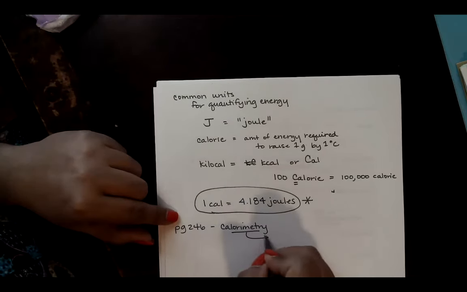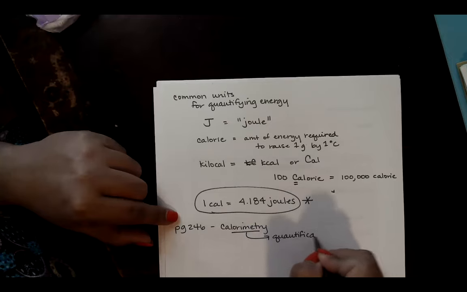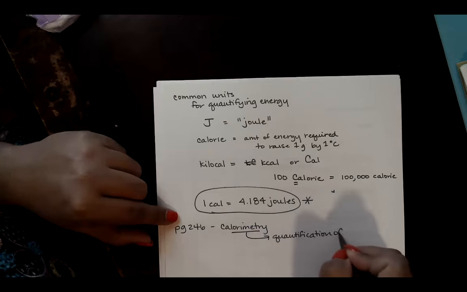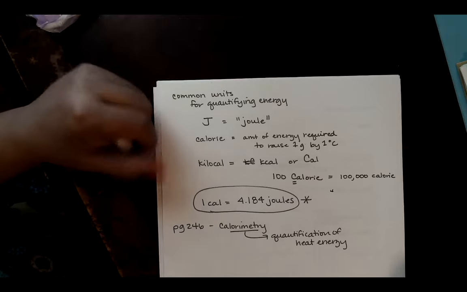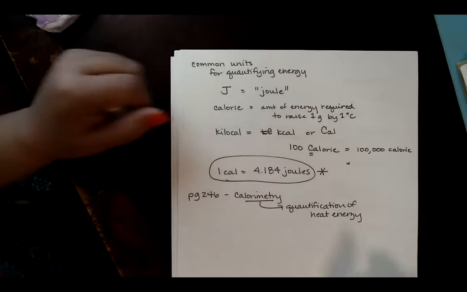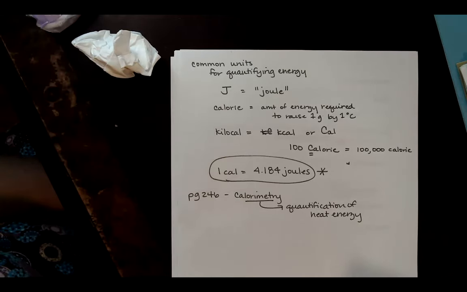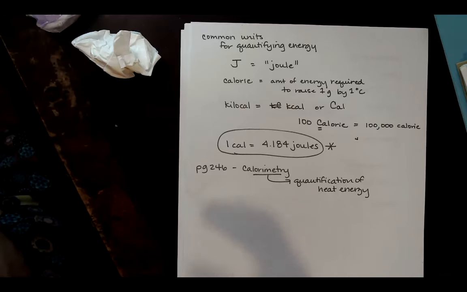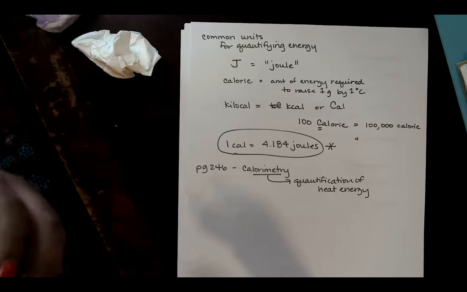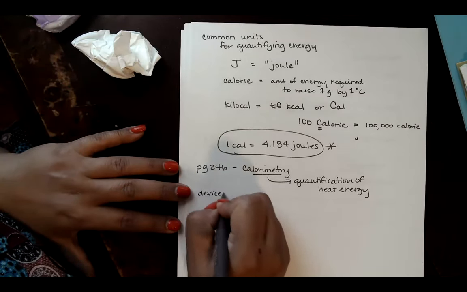Calorimetry, this is the quantification of heat. When I was giving you a definition earlier, I gave it to you in the wrong place. The quantification of heat energy is calorimetry. And so the device that we use in order to figure out how to quantify heat is called a calorimeter.